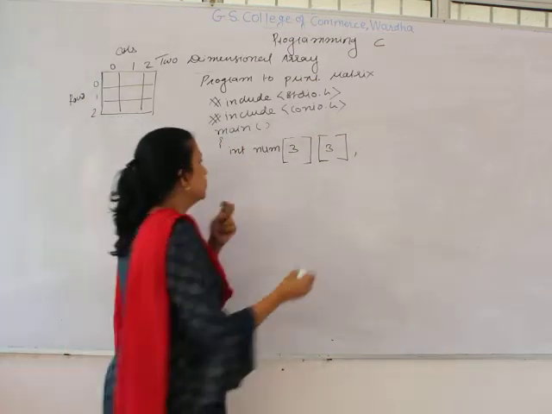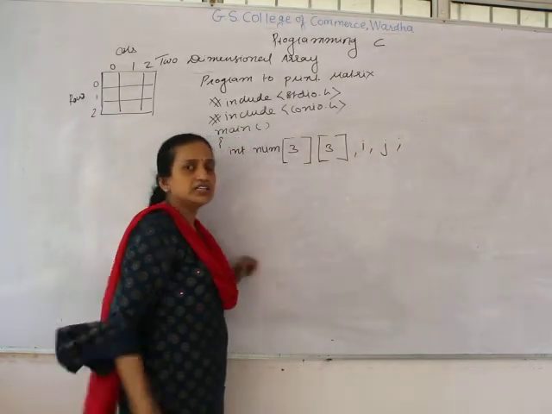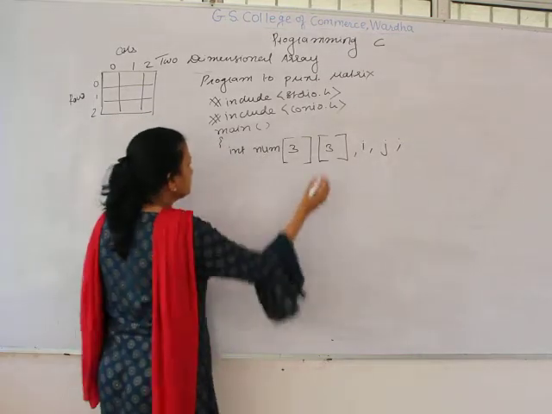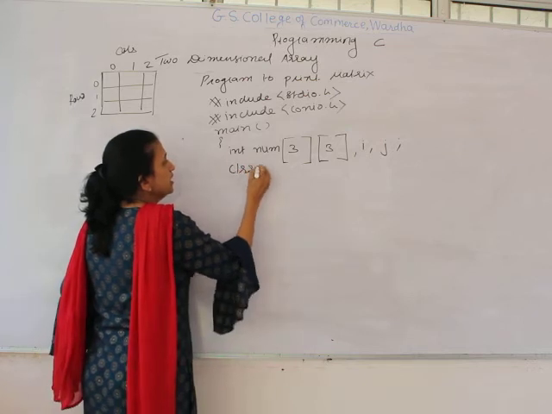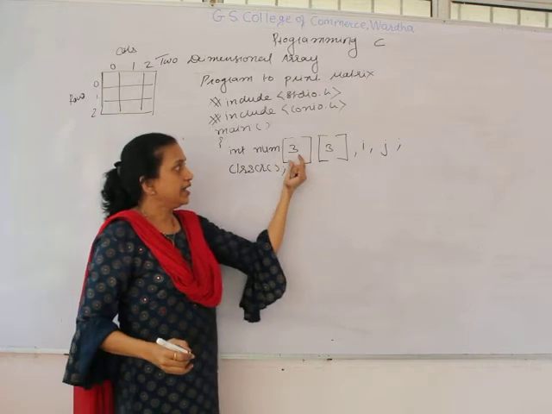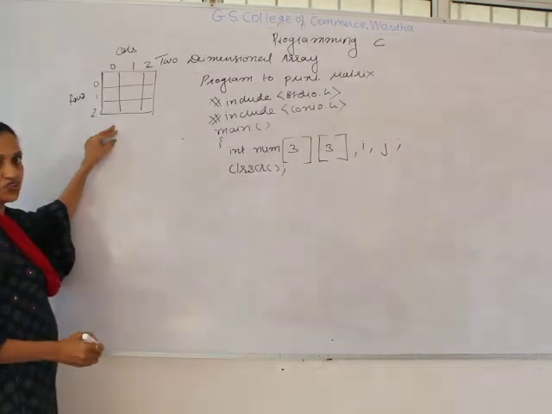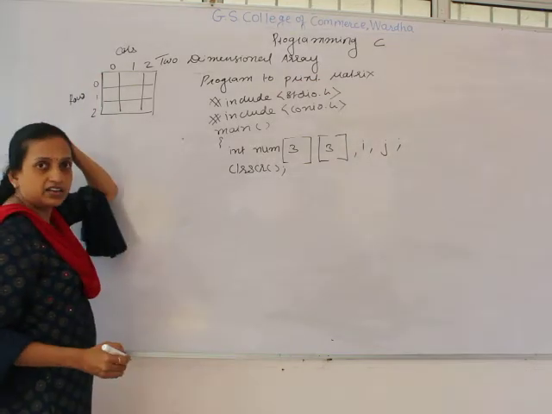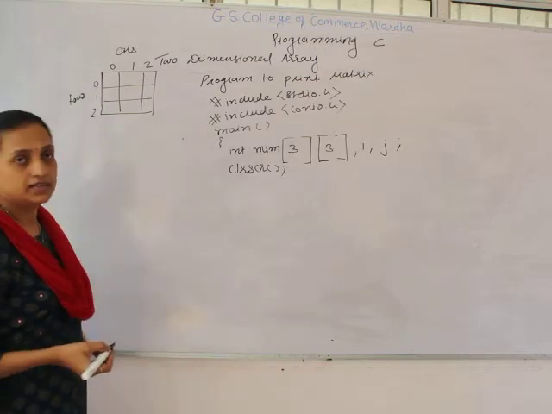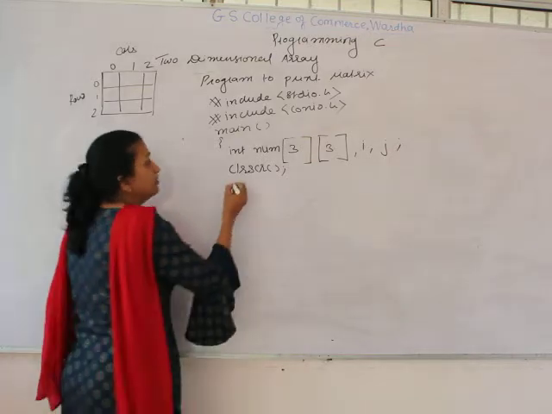Again I am declaring two variables, i and j. Why am I taking i and j? I will explain further. When you declare the array 3 by 3, it will form a matrix of 3 rows and 3 columns. Now let us enter the values, or initialize the values of the matrix.